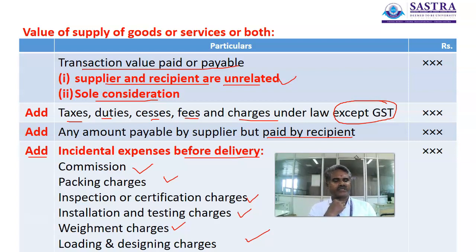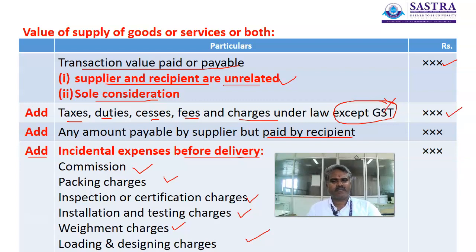And also sole consideration. Without consideration is not value of supply. Already we discussed: taxable goods, taxable person, consideration, for business or furtherance of business. These are all the four conditions very, very important for value of supply of goods. Along with the transaction value, you have to add taxes, duties, whatever it may be, but except GST. This is very, very important.